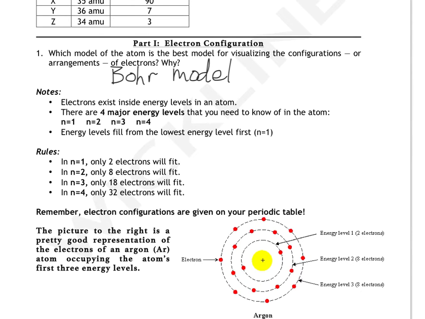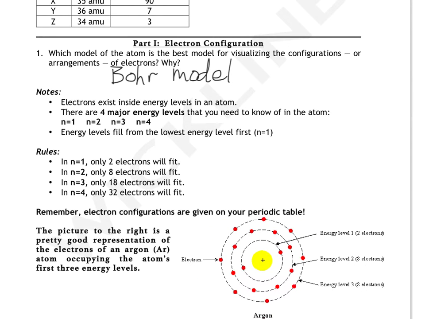Here are some notes that you definitely want to copy down. Electrons exist inside energy levels, which is another name for orbit. There are 4 major energy levels that you need to know about for sure. We have N1, N2, N3, and N4. N1 is this orbit, the one closest to the nucleus. N2 is the orbit just above N1. N3 is the orbit just above N2. And N4 in this atom is not pictured, but it would be just above N3.